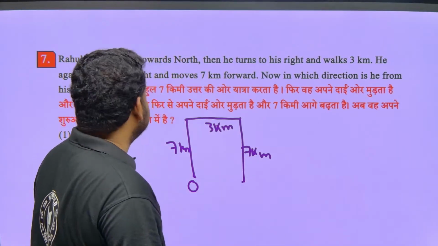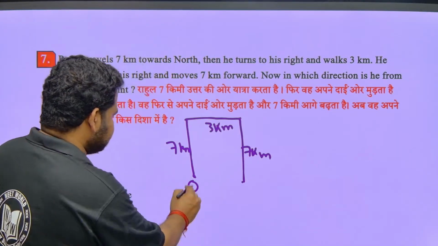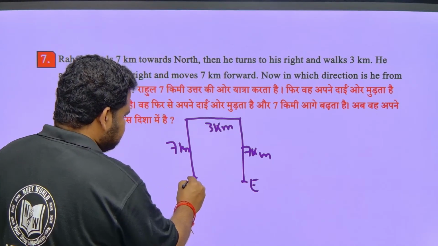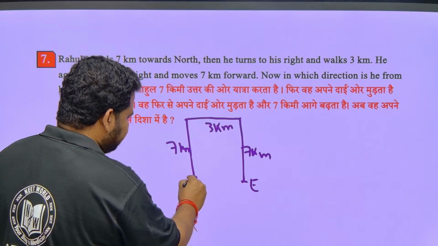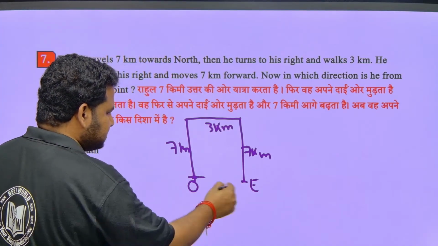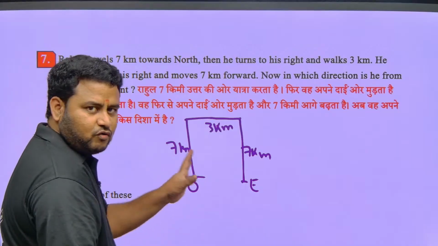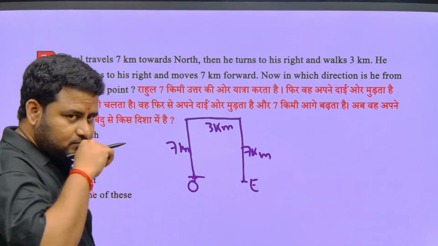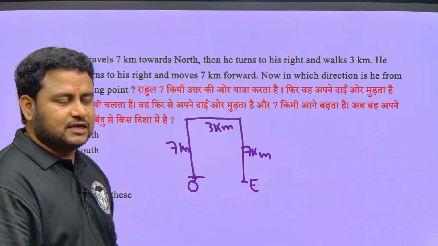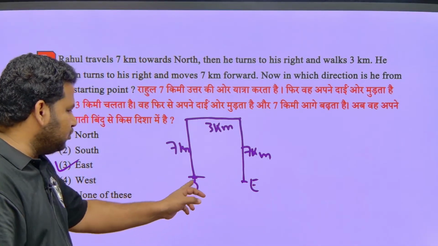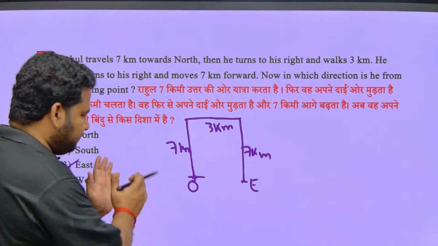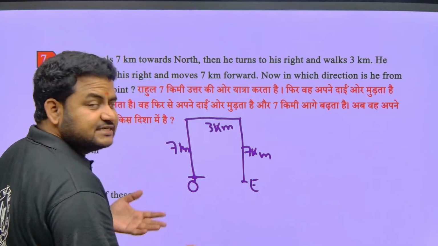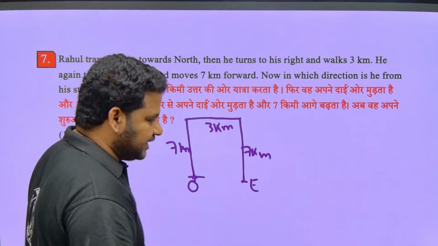Now, in which direction is he from his starting point? This is the starting point, this is the ending point. This is O, the starting point. From this starting point, in which direction is he? The direction is east. Rahul is in the east direction from point O. To the right of O, E is there, which means it is east. I told you, right means east.